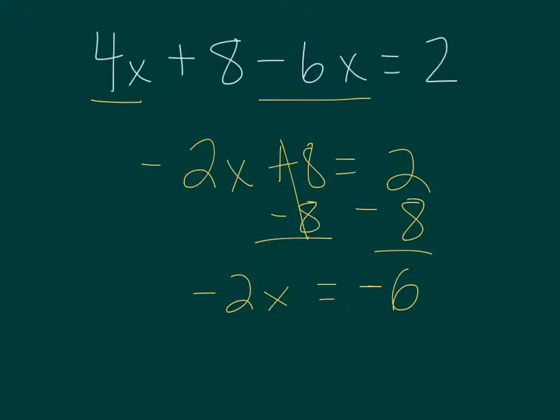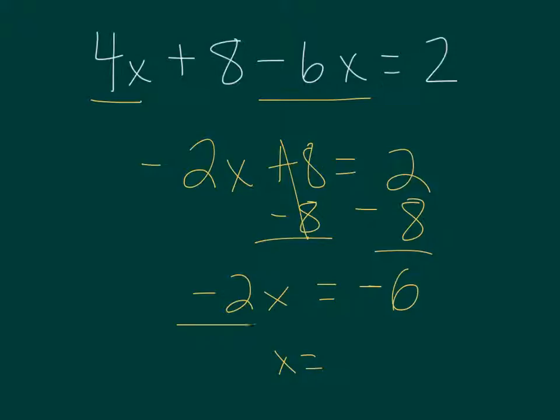Now, some people have been doing it at this point, and they've been deciding right away if this is going to be positive or negative. If there is a negative on both sides, your answer is going to be positive. If there's a negative on one side and a positive on the other, then your answer will be negative. That's one trick you can do. You can also just go through the steps like normal.